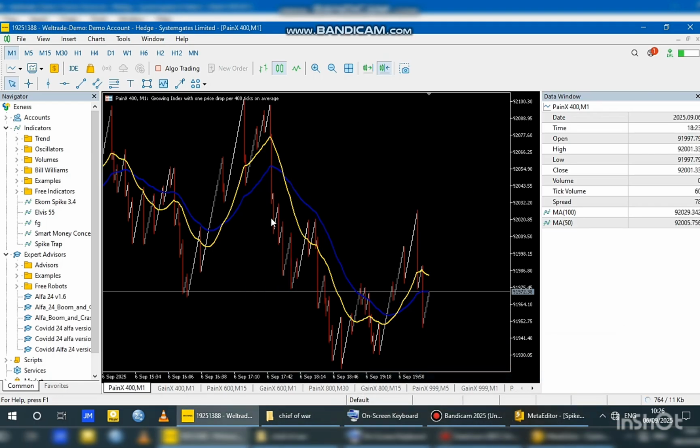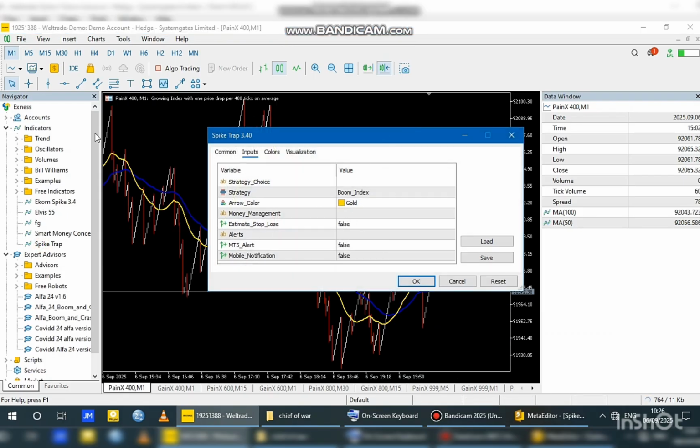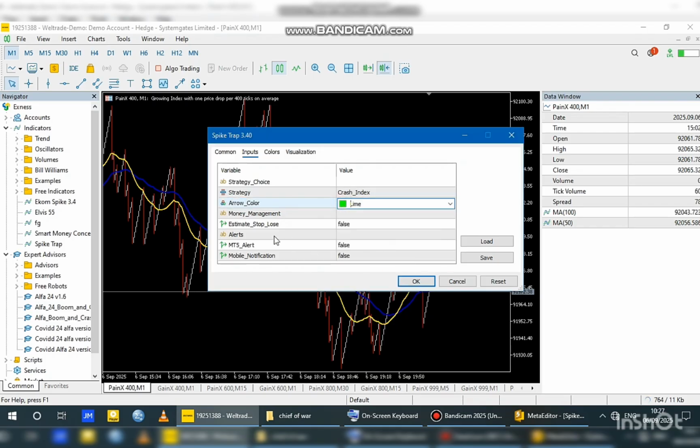The next thing now is to attach our Spike Trap indicator to the chart. Since this is a Pain index, which is equivalent to a Crash index, you select your strategy as Crash index, and we choose the color of our arrow. Let me choose a more visible color. Then you can select the estimated option if you want it to estimate the stop loss, even though it's not the best, but you can also use it.